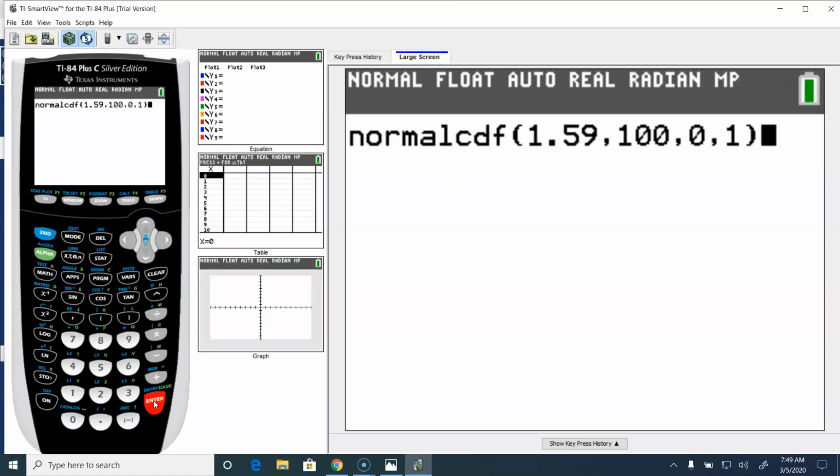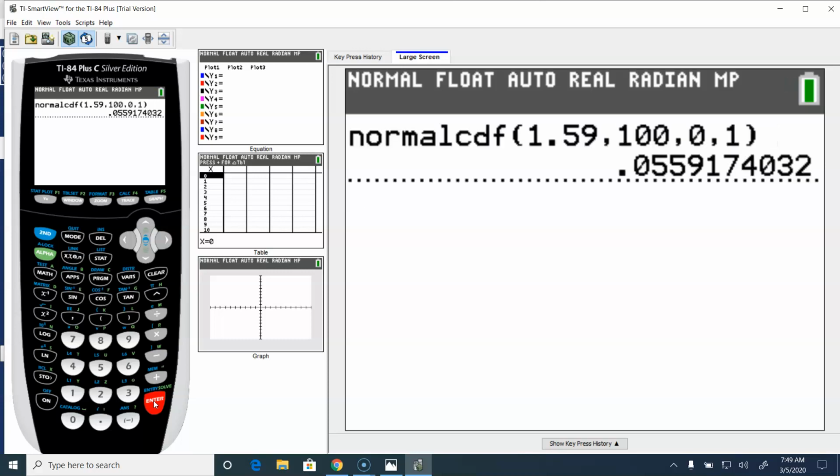And we're still living in the world of a mean and standard deviation of 0 and 1. It's just the standard normal curve. We haven't translated to anything else. We'll do that in 5.2, where we apply the normal distribution to other means and standard deviations. So 1.59 to 100, and I get 0.0559.